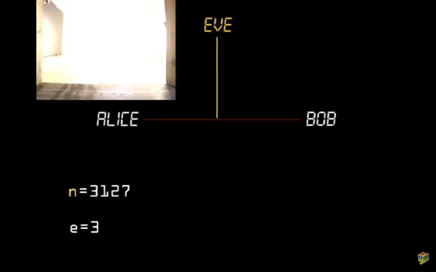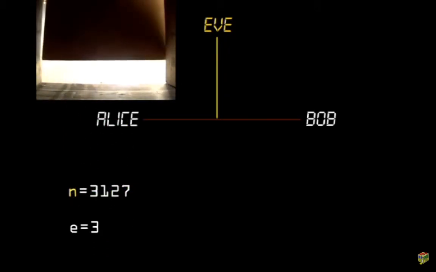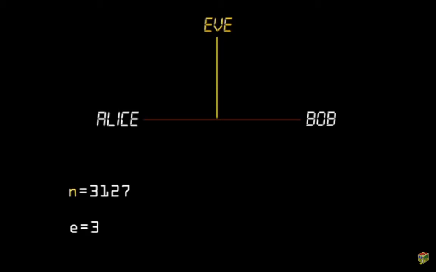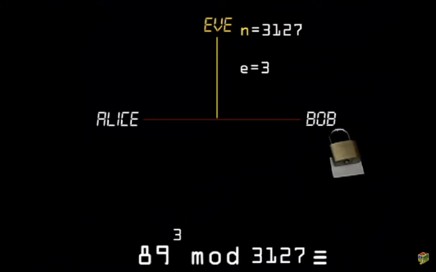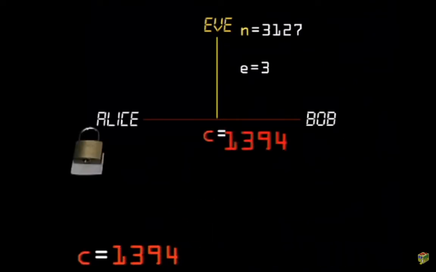Now, she hides everything except the value of n and e, because n and e make up her public key. Think of it as an open lock. She sends this to Bob to lock his message with. Bob locks his message by calculating m to the power of e mod n. Call this c, his encrypted message, which he sends back to Alice.